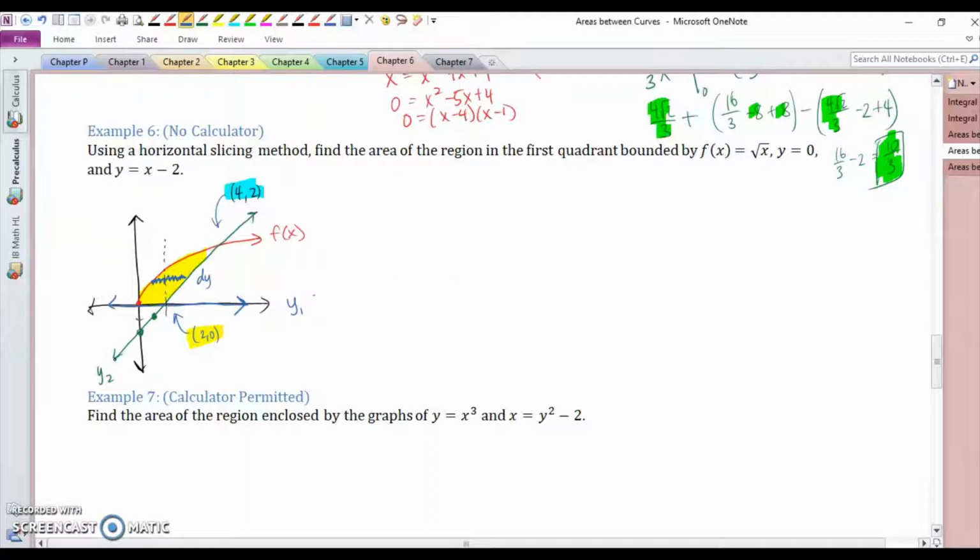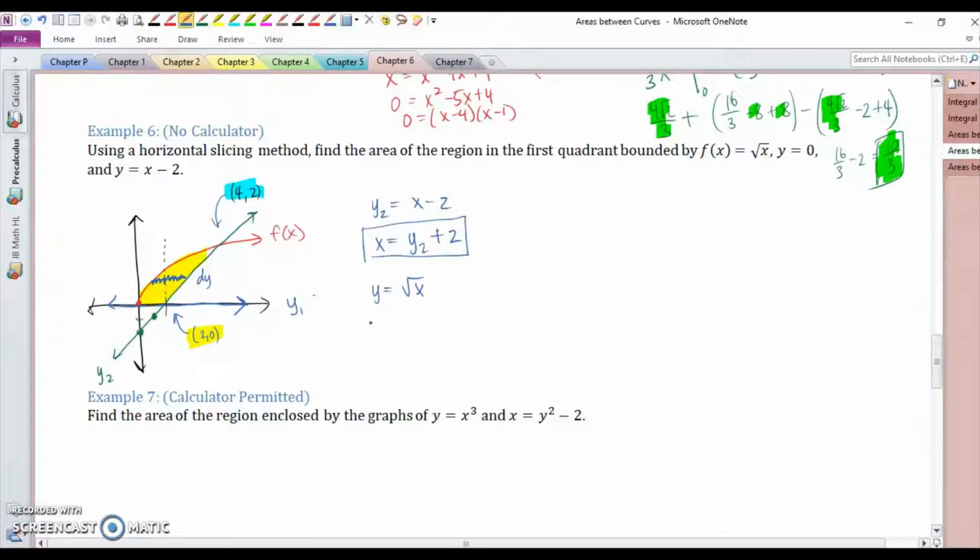Now the only weird part is I said I needed f of x and y2. So y2 was x minus 2. Now these equations are always nice because they said y equals or f of x equals. If you're going to do it the other way, you need the equations to say x equals. So that's not a big deal. This would say y2, I should probably just call it y, but I would have added the 2 over, and that would be our y2 equation, right? Or our right equation. And our other equation was y equals the square root of x.